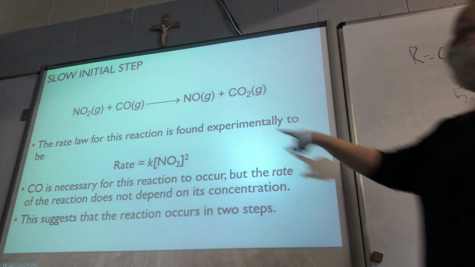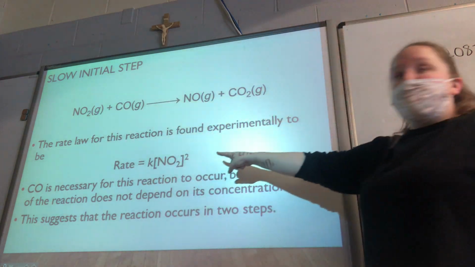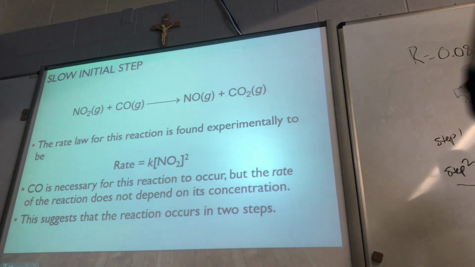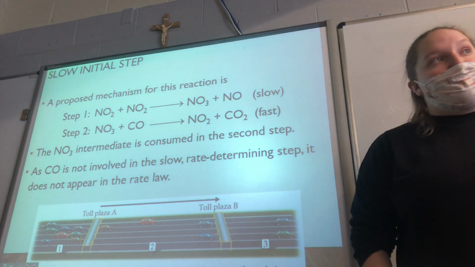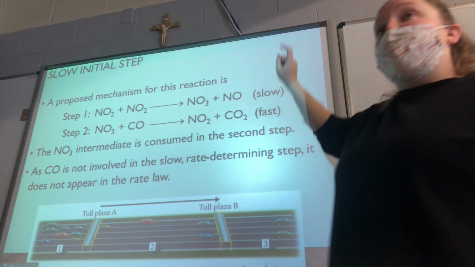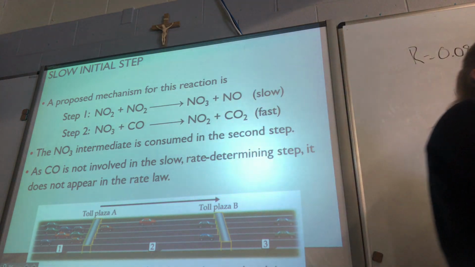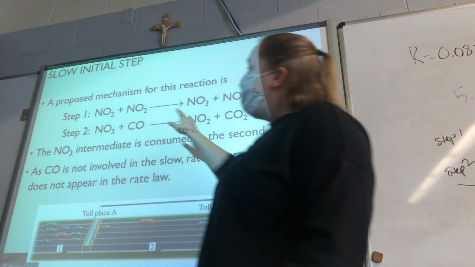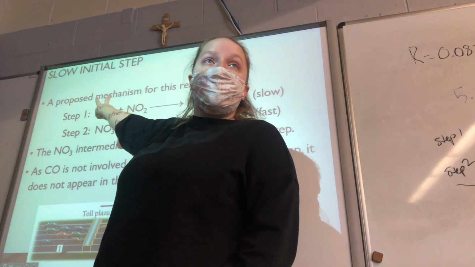Now, since CO is not involved, and this is the overall reaction, we're given the rate law is just related to NO2, the assumption is this must be happening in more than one step. And in fact, we're proposing a two-step mechanism. In this particular two-step mechanism, the first step is the slow step. The second proposed step is fast, so the second step does not determine the rate. Only your slowest step does. The rate law that we would get from our first step is NO2 squared, because there's two of them.